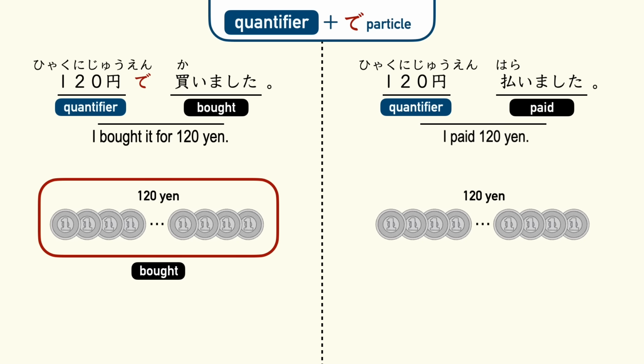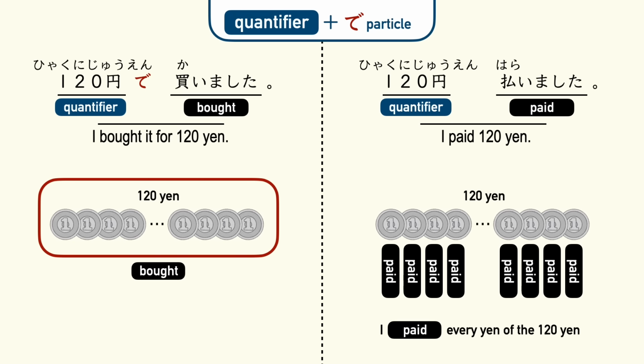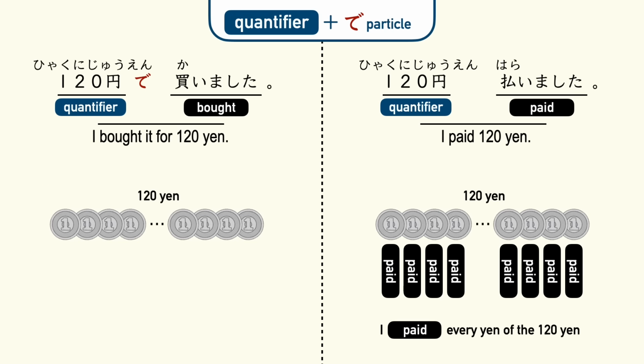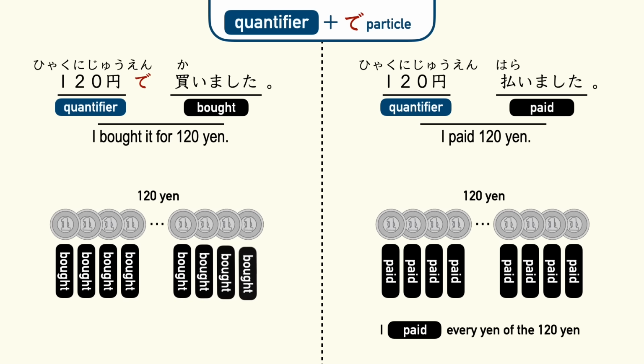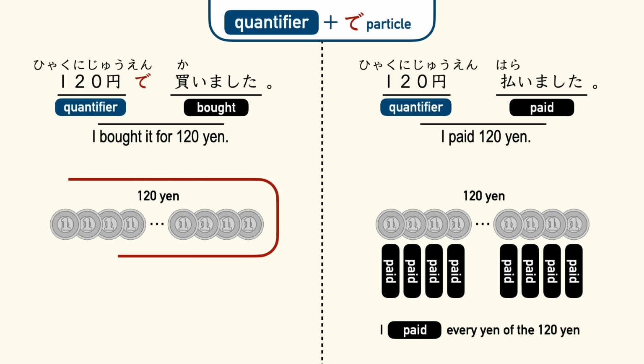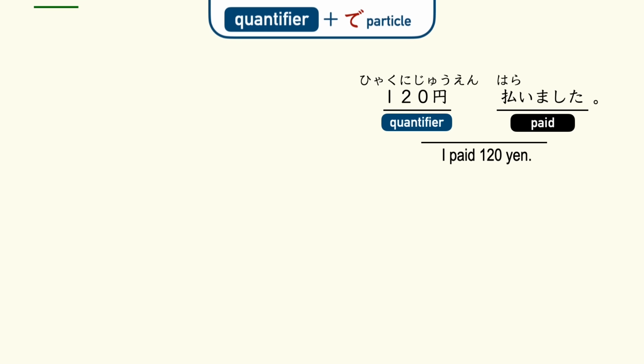When you say I paid 120 yen, that means you paid every single yen of that 120 yen. The action of paying applies to each yen individually. But that's not the case with the action of buying. You can't divide 120 yen and say that you perform the action of buying for each yen. I mean, that doesn't even make sense. What happened is you paid 120 yen and bought an onigiri. So we say 120円で買いました. Now I'm going off topic for a moment.